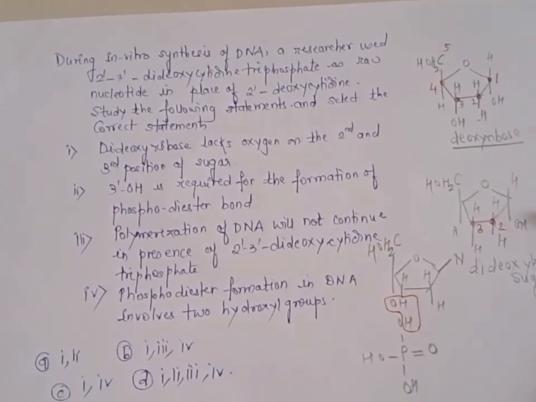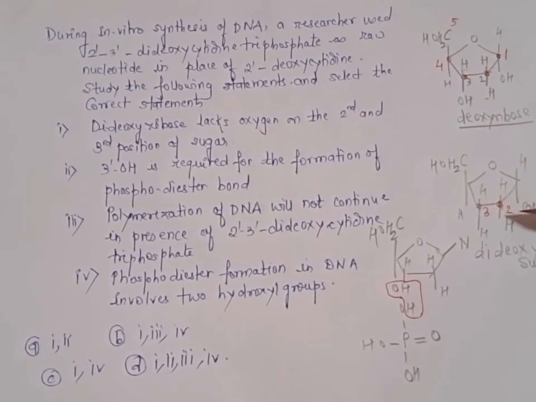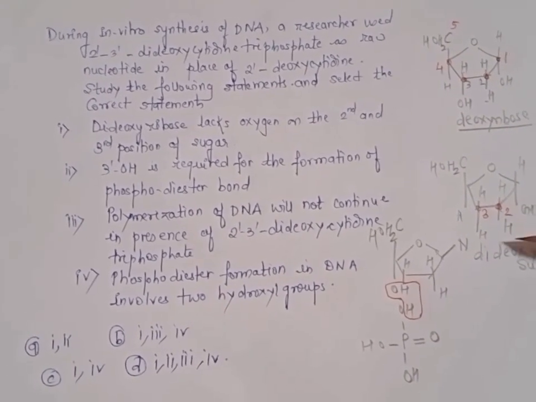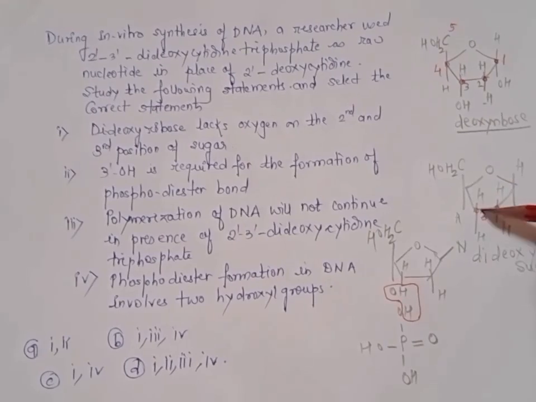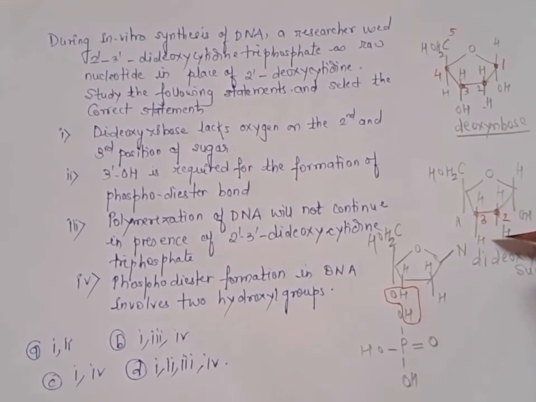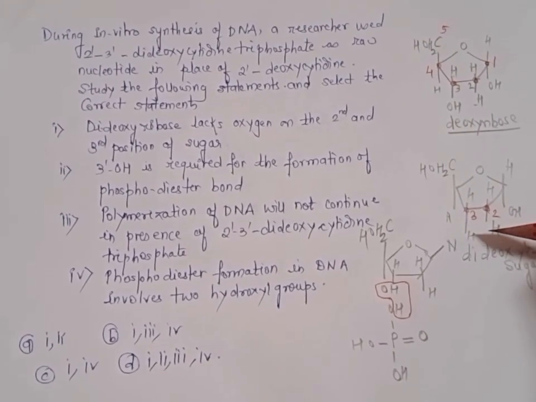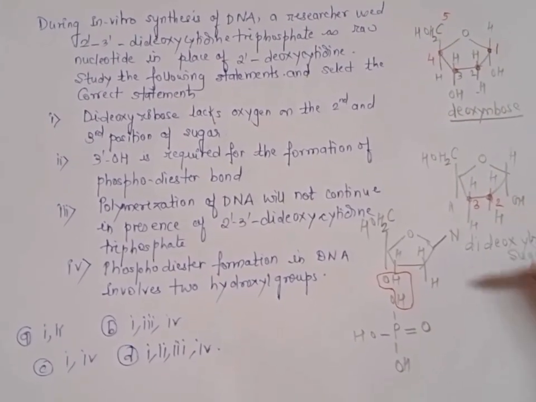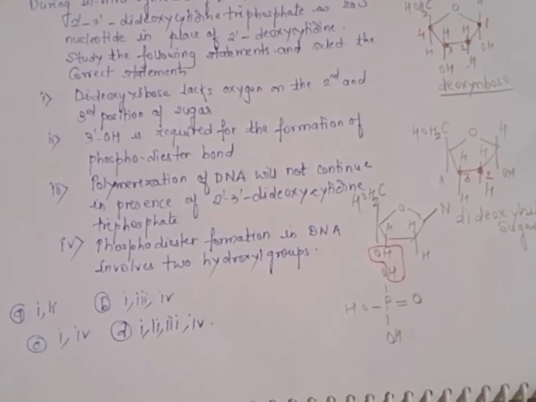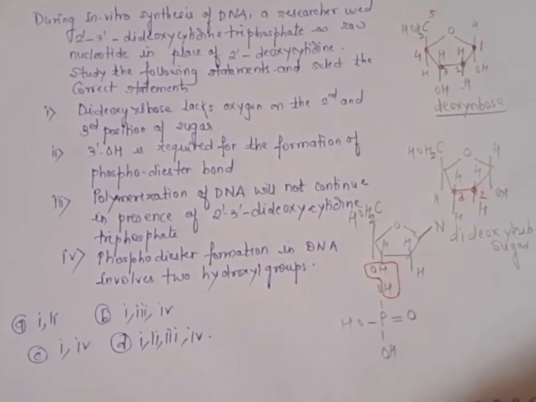Now in this case, a researcher has used dideoxyribose. Dideoxy meaning that on the second carbon there is no oxygen and on the third carbon there is no oxygen. So it is second and third position absence of oxygen, dideoxy. So the first statement, that dideoxyribose lacks oxygen on the second and third position, is the correct statement.